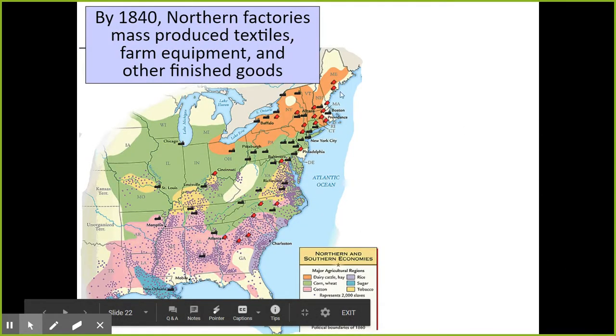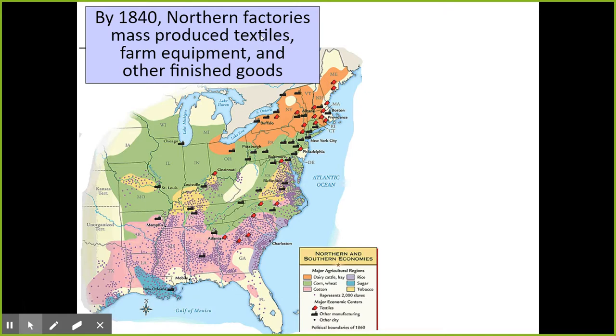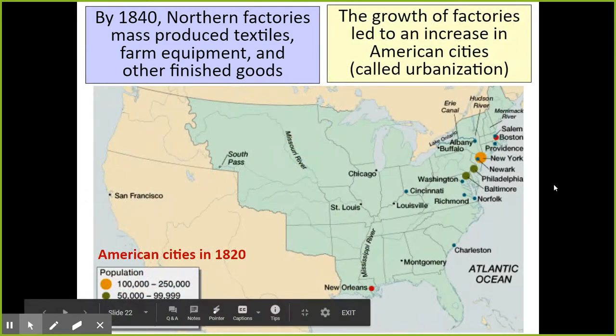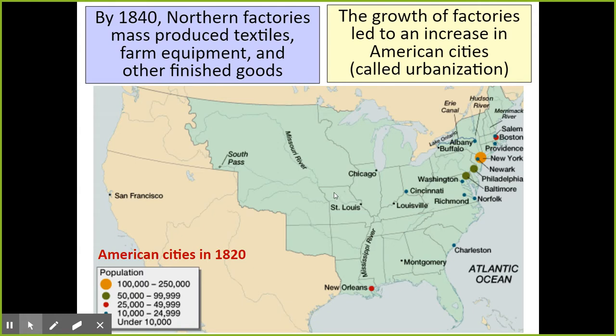Northern factories, we know, produce textiles, which is like cloth, farm equipment, and other finished goods. We can see the growth of factories leads to this growth of cities. And we're really going to see kind of this line of cities produced along the Northeast through the Midwest, because each area is going to have one thing that it produces, right?